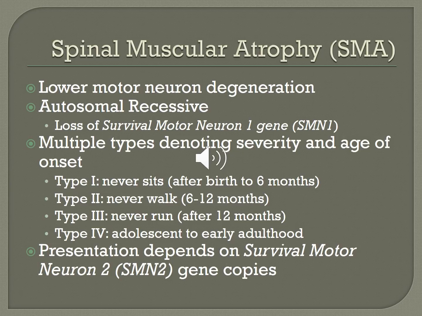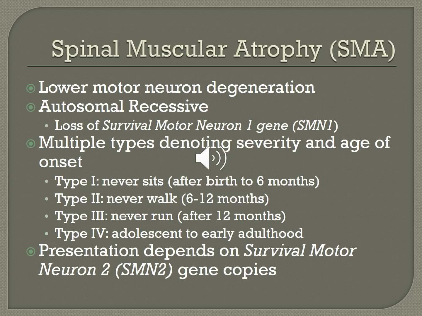Type 2 is a little bit later onset, so after 6 months. So the first type is never sit, the second type is never walk, so they may develop some motor milestones, but they'll lose them progressively as the lower motor neurons degenerate. Type 3 is a little bit later onset, so maybe after toddler age or in early childhood. So these children, the mnemonic for this is never run, so it's a little bit later on in onset.